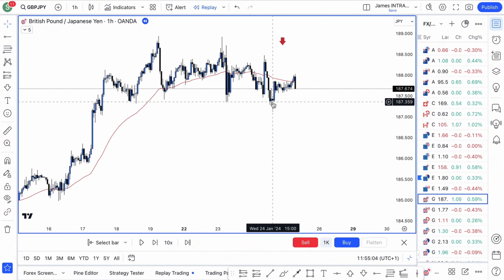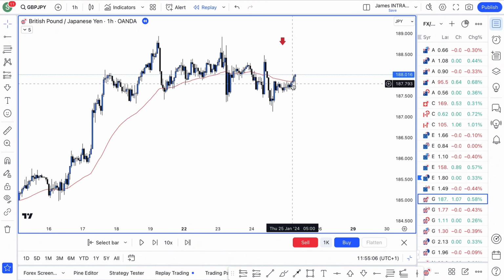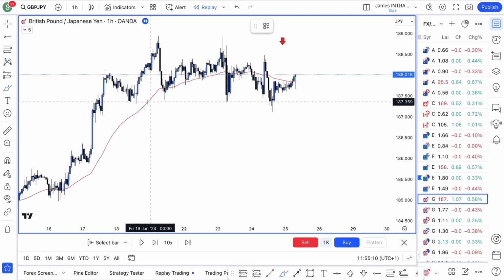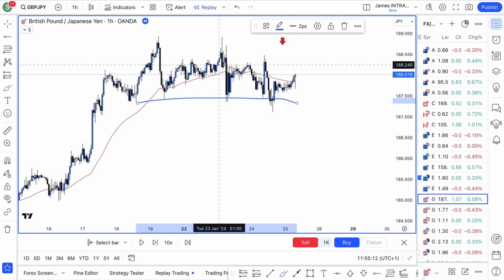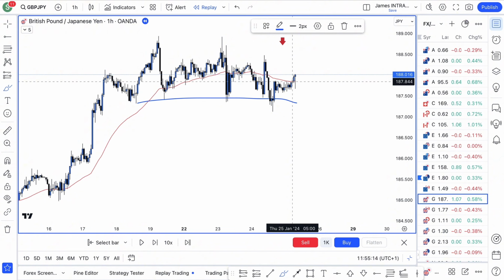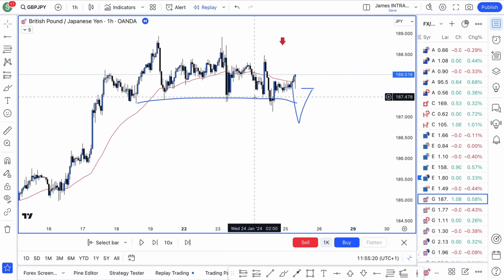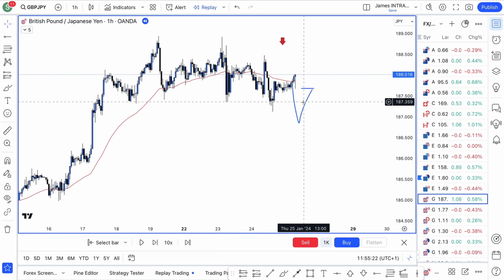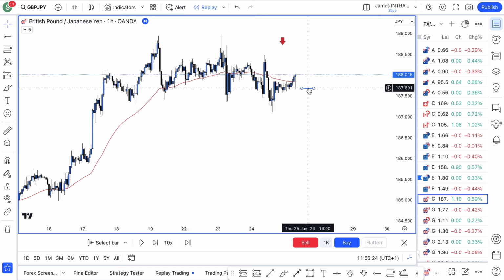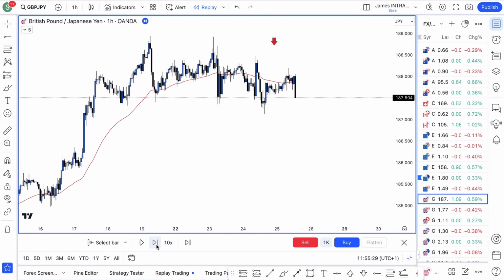We have sort of broken down here, but this isn't the cleanest. What I would prefer in terms of an entry, because this looks to be consolidating, is a clean breakdown, a clean retest, then the continuation. So let's see. I'll try and speed this up a little bit as well, guys, because I don't want to be spending all day and take up a lot of your time. So let's see.